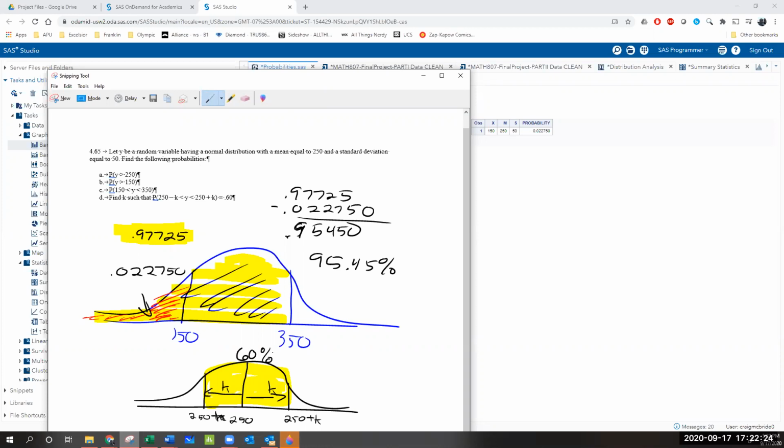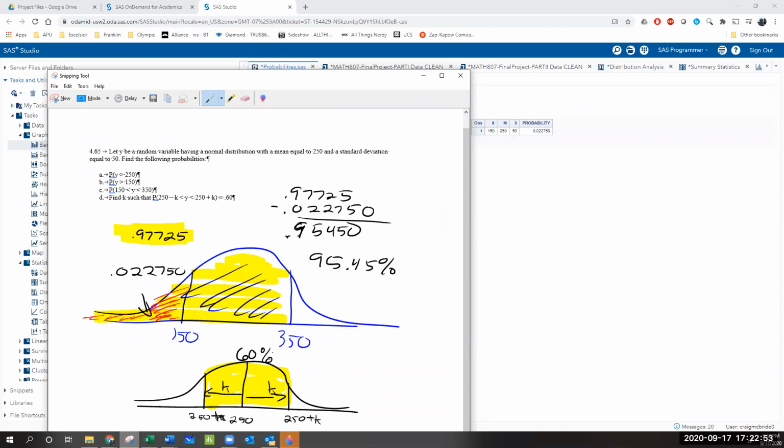60%. Well, as you just pointed out, we know that if we go out 2 standard deviations, we get 95. We know if we go 1 standard deviation in both directions, we get 68. So we know that k is definitely going to be less than 50, right? Because if we want a full standard deviation in both directions, i.e. up to 300 and down to 200, that would give us 68%. We only want 60, so it needs to be a little bit smaller.